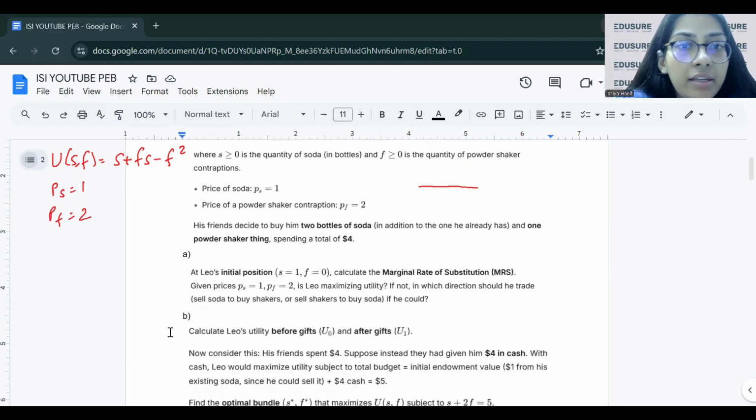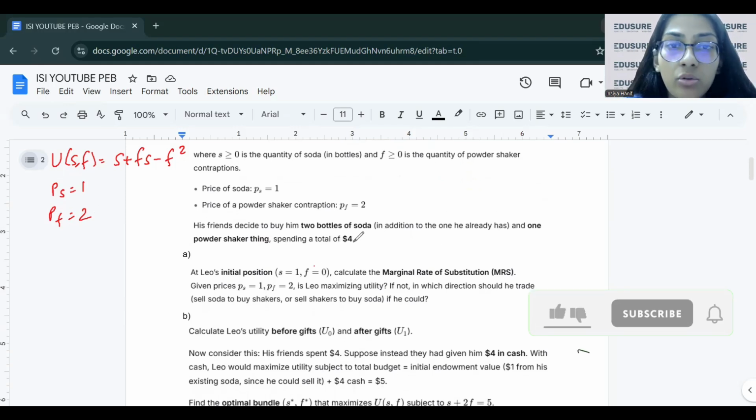Okay, and his friends, let's remove this. His friends decide to buy him 2 bottles of soda in addition to the one he already has, and 1 powder shaker thing, spending a total of $4. ठीक है, part A करते हैं. At Leo's initial position, which is S is equal to 1, F is equal to 0. Okay, 1, 0. Calculate the marginal rate of substitution.